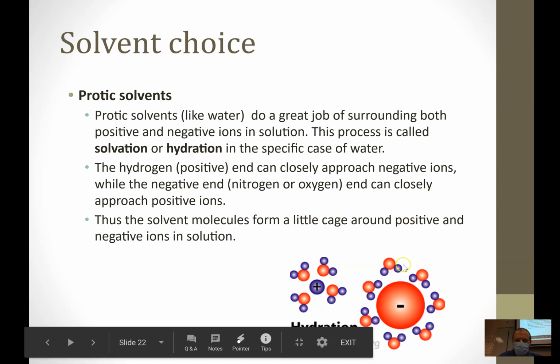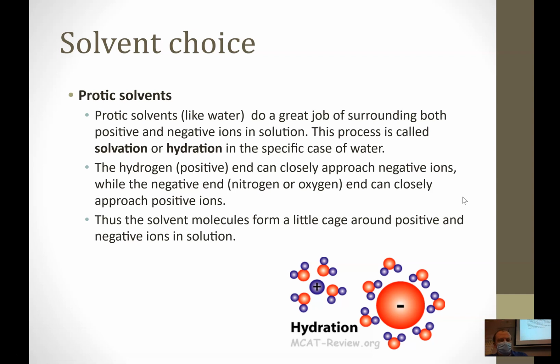But also, by definition, the whole point of hydrogen bonding, or what causes it to be strong, is that these hydrogens only have one electron apiece, and they're being pulled towards the oxygen. So basically you've got a bare proton sitting there, and it can very closely approach negative ions as well. So they're very good at solvating both positive and negative ions. And depending on the situation, that might be good or it might be bad. Depending on what exactly you want to do, you might want them to be solvating the things, or you might not.